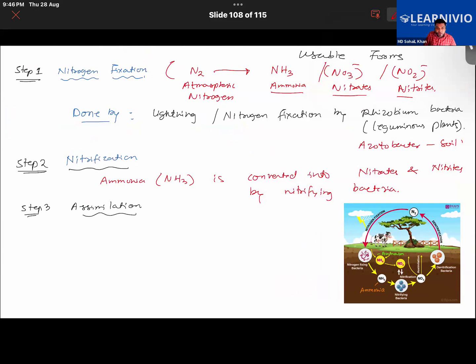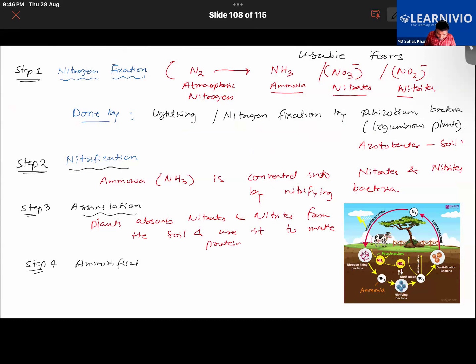So for this, I will be writing that plants absorb nitrates and nitrites from the soil and use it to make proteins. After step number 3, another step here is ammonification.